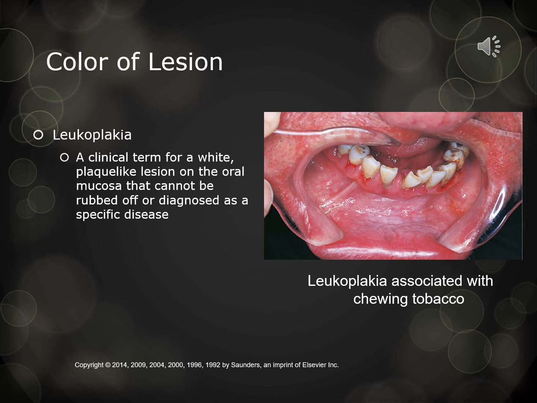This leukoplakia is usually associated with heavy smoking, use of chewing tobacco or snuff, and chewing betel nuts. And that is something that is grown in the tropics of Asia.